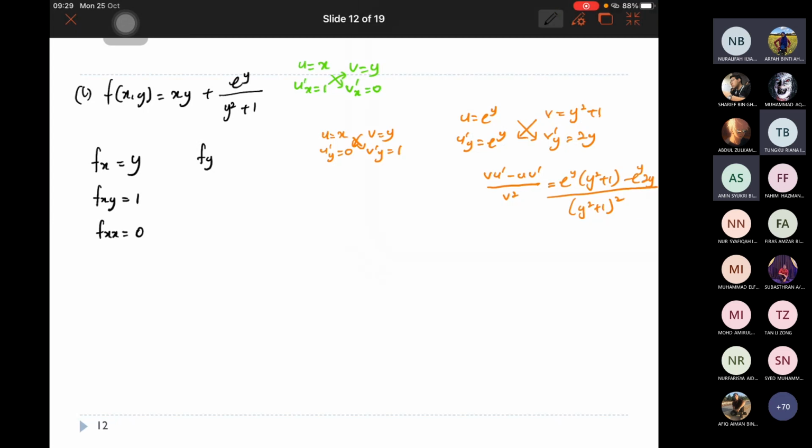So Fy akan sama dengan the first term will become X tambah all that kind of term. Exponential Y multiply with Y squared plus 1 tolak 2Y exponential Y over Y squared plus 1 kuasa 2. Okay. So Fyx akan sama dengan 1. Fyy dia akan jadi complicated sikit.